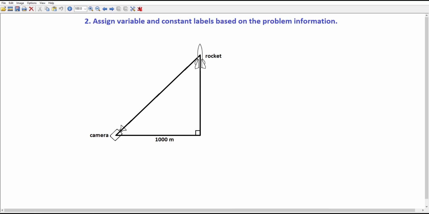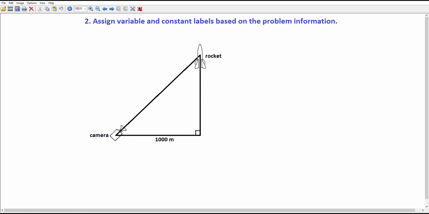Next, we need to assign variable and constant labels based on the problem information. And one of the things that's obvious is that the camera is always 1,000 meters from the launching pad, so the base of the triangle is 1,000.